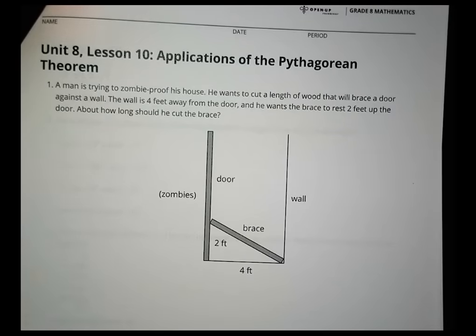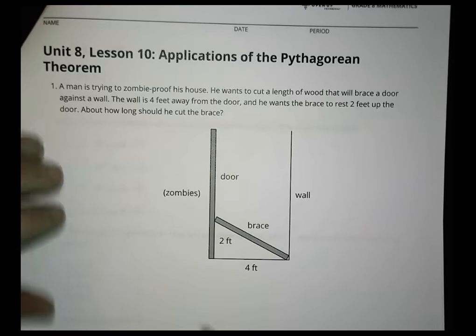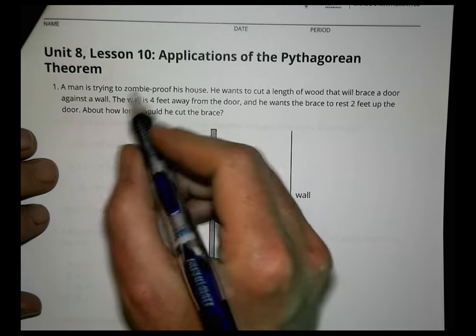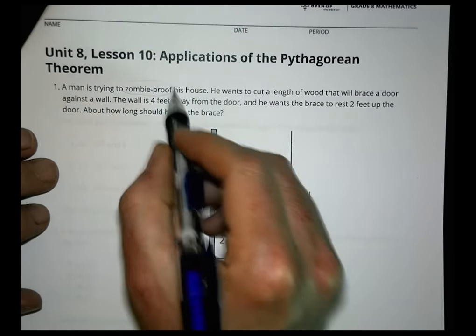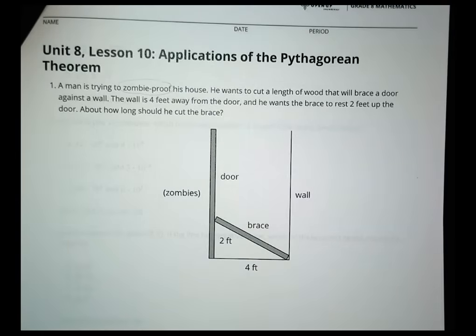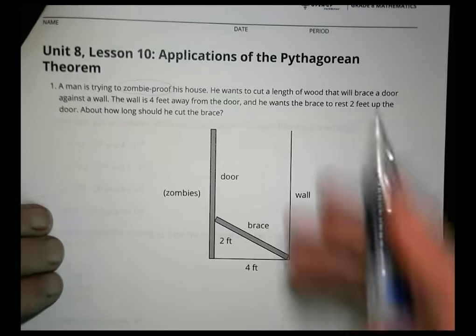All right, here we go. Homework for Math 8, Unit 8, Lesson 10. Applications. A man is trying to zombie-proof his house. And this was pretty funny. I read this today and went like, oh my goodness. We've made it through 3 whole curriculums, and I'm on almost the last problem, and we finally found a zombie. Just trying to make it fun for you guys, I guess.